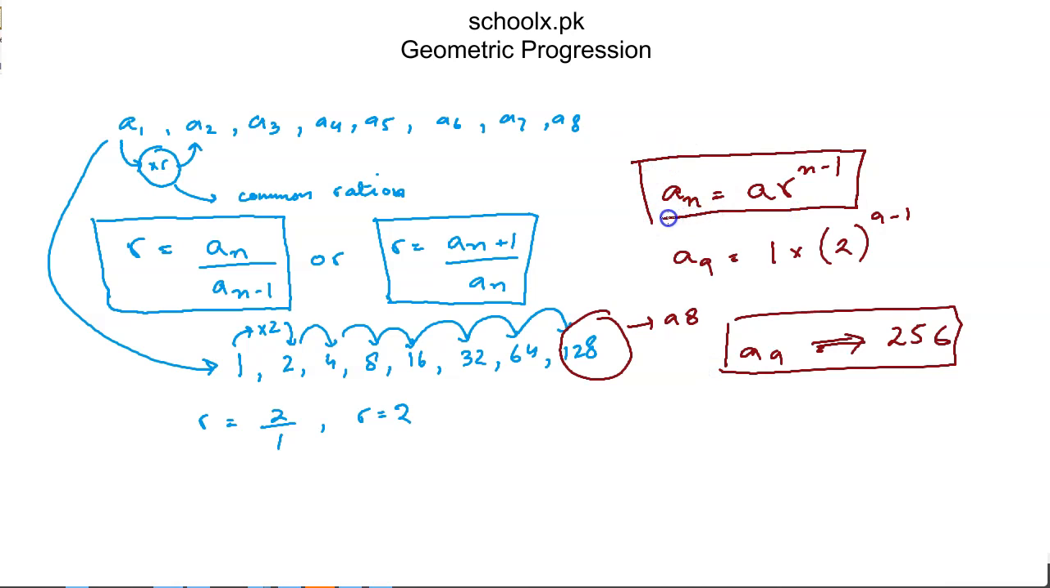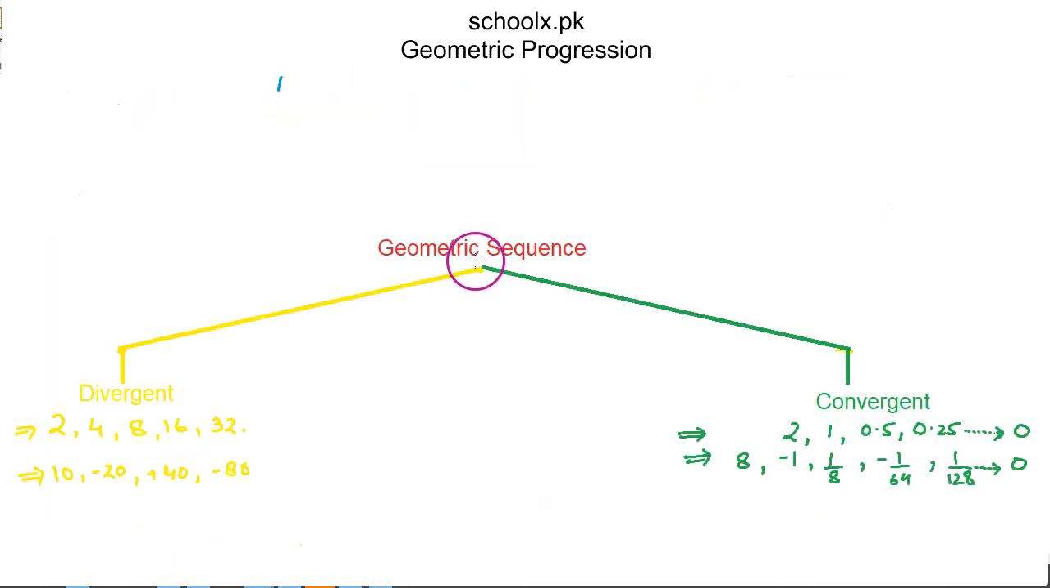Now there are actually two types of geometric sequences. One is divergent, other is convergent. Divergent geometric sequences diverge, like they don't converge to a common value. For example, this one is 2, 4, 8, 16, 32, it will keep on moving on, alright? And the same goes for this, 10, negative 20, positive 40, negative 80, and so on. It is also not converging to a value.